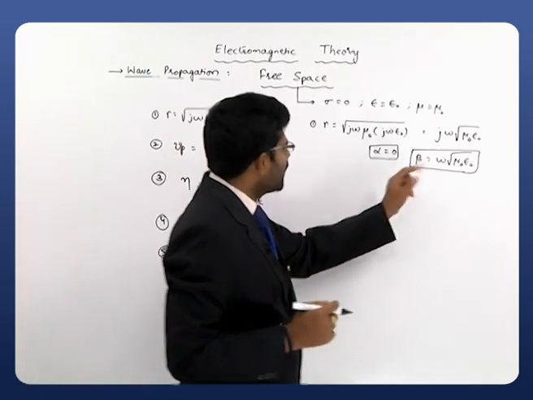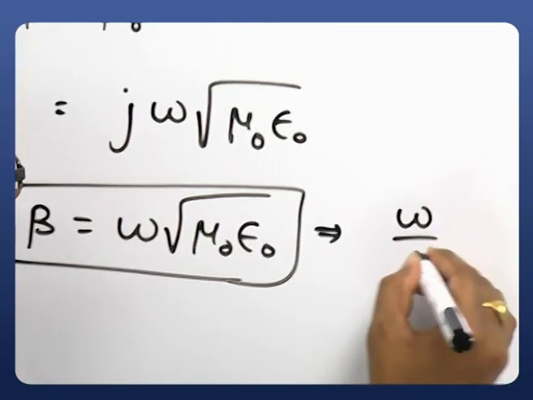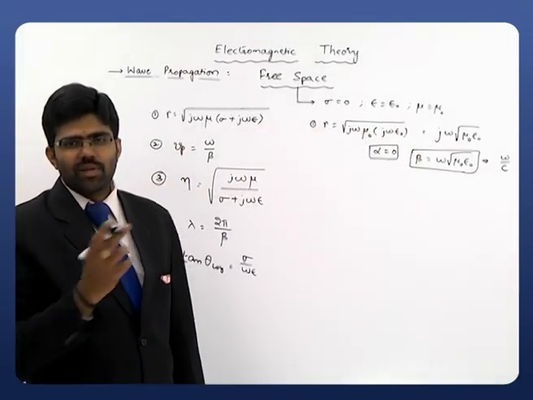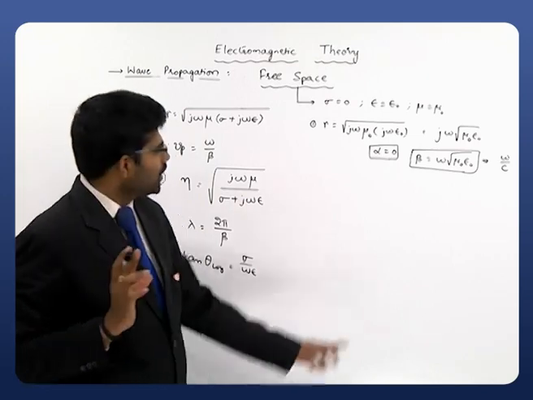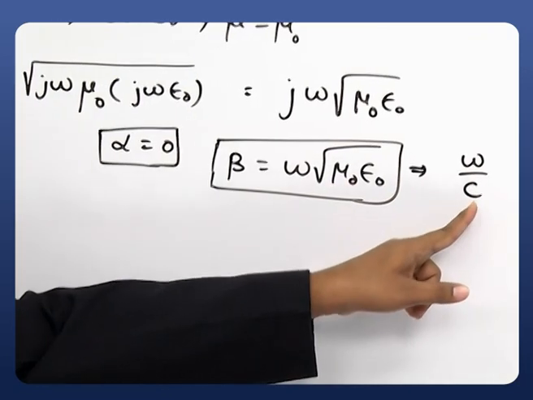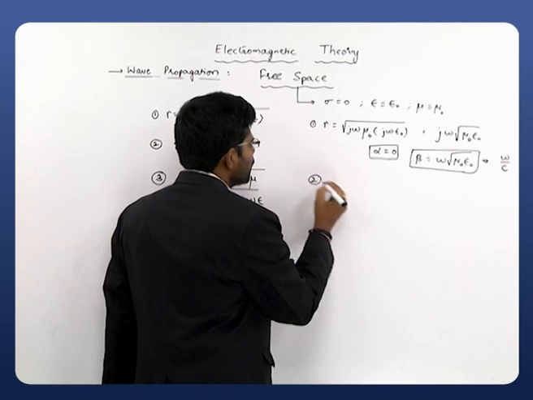So this beta can be written as, for free space exclusively, omega by c, where c is the velocity of light. That is a very simple point; you need to remember that. Omega under root mu naught epsilon naught, after substitution of these two, gives 1 by c. And the second quantity we have is phase velocity.